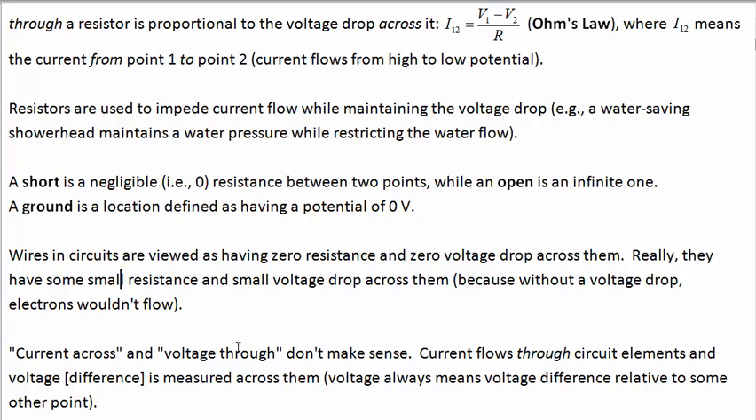Current across and voltage through a circuit don't make sense. Just like height, you wouldn't ever say the height through this ladder. It's the height difference from one point in the ladder to another point that would help you calculate potential energy. And so you wouldn't say the voltage through something. Similarly, you wouldn't say the current across a circuit element. It's current through the circuit element.